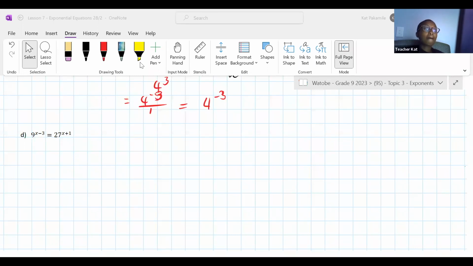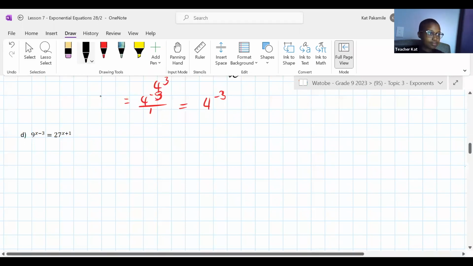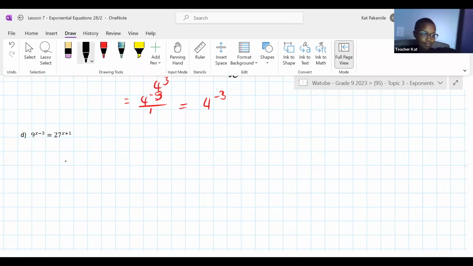Okay, so what you must do is you convert the 27 to 3 to the power of 3, and the 9 to 3 to the power of 2. I'm dancing. Don't worry, I'm not having a seizure. That was a happy dance. So 9 is going to be 3 squared, and we still have our x minus 3 outside. Equals 27, you said it's 3 cubed, and the x plus 1. Beautiful, Jonathan. Now what?